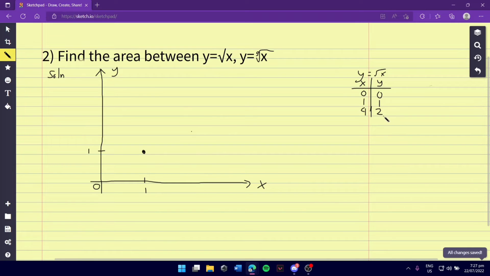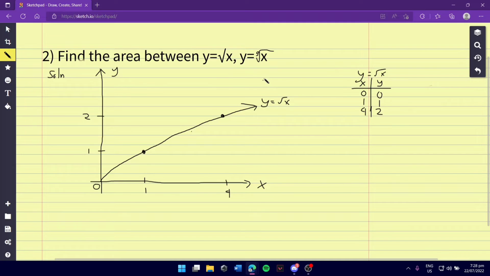Then for 4, 2, let's say this is your 4 and this is your 2. Now you have here your second point. From 0, 0, we have here our graph. We're going like this, a slightly curved graph. So this is your y equals the square root of x.